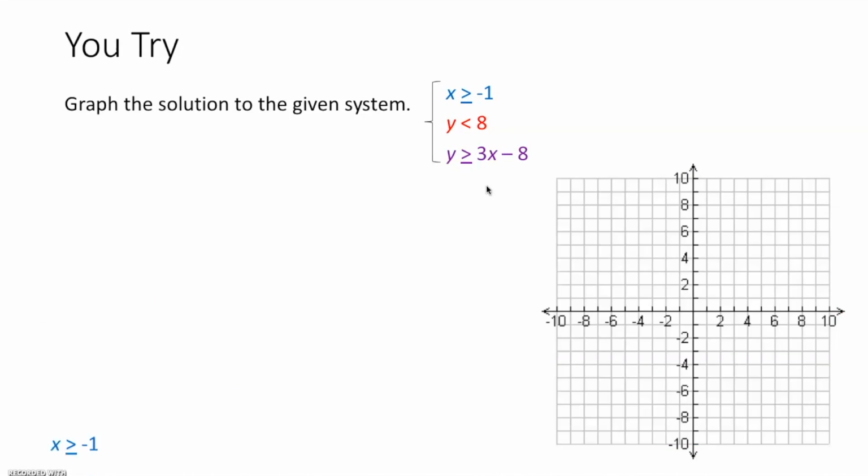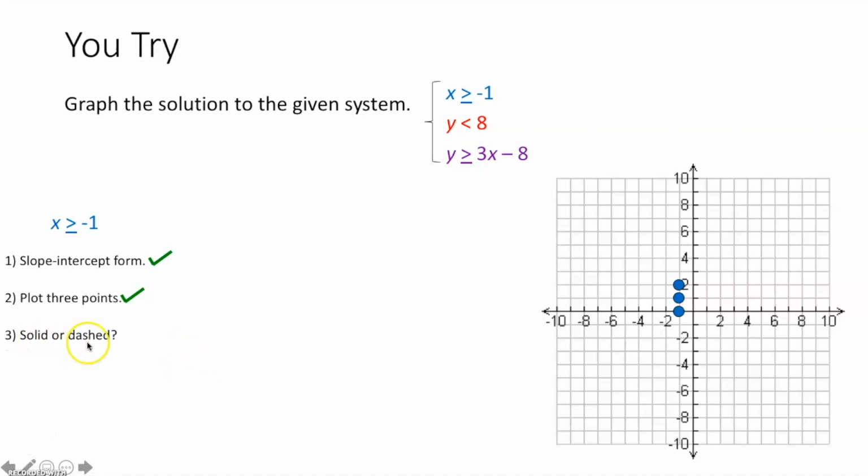You try. Okay, doing the same thing here. We'll start with x is greater than or equal to -1. So again, is this in slope-intercept form? Not really, but that's okay. We know that this is the equation of a vertical line, right? x equals a number. And when we plot that vertical line, we're going to put closed circles because there's an equal sign down here. And we're going to go over to x equals -1 and put a vertical line, just 3 points on that vertical line.